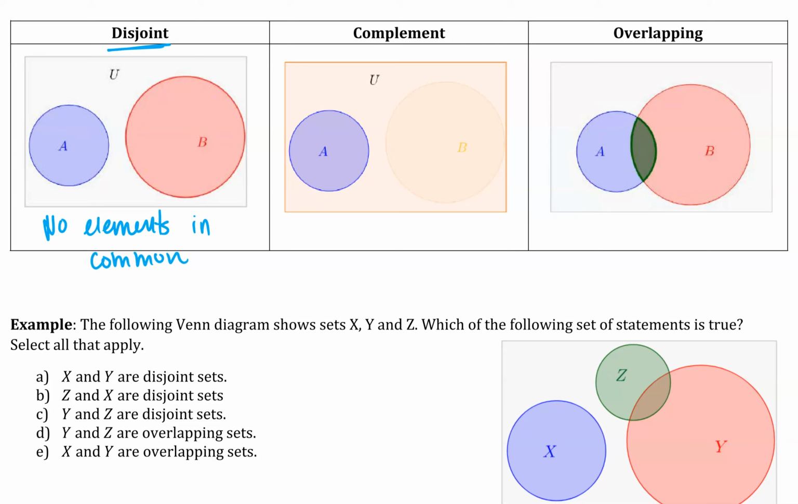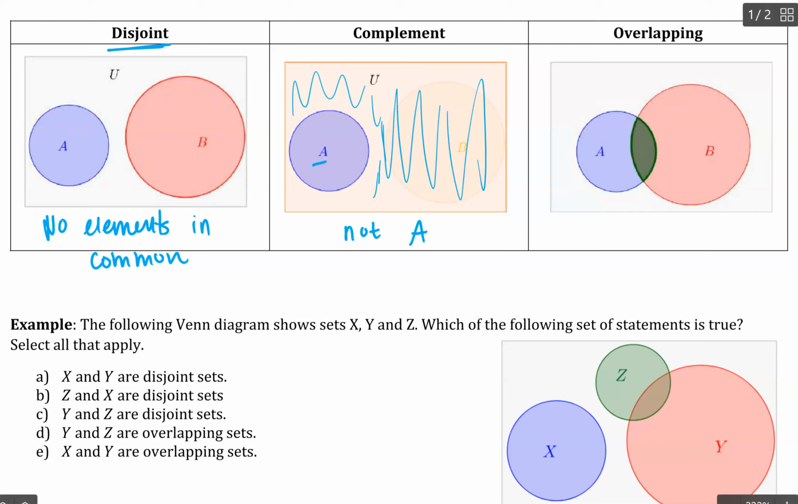Second, we have the complement. The complement of some set A, we see A here, consists of all the elements in the universal set that are not in A. So everything that's in the set that we defined for our problem, but not in A. So not A. Now we can see that here in our picture by everything shaded in this kind of light orange color.